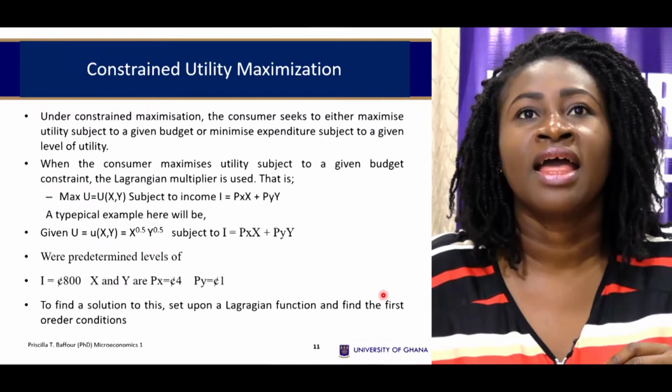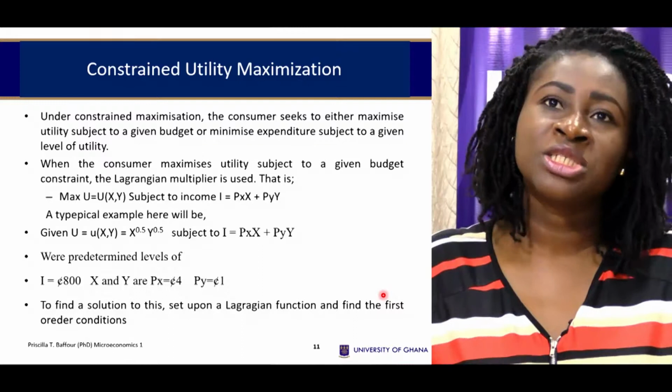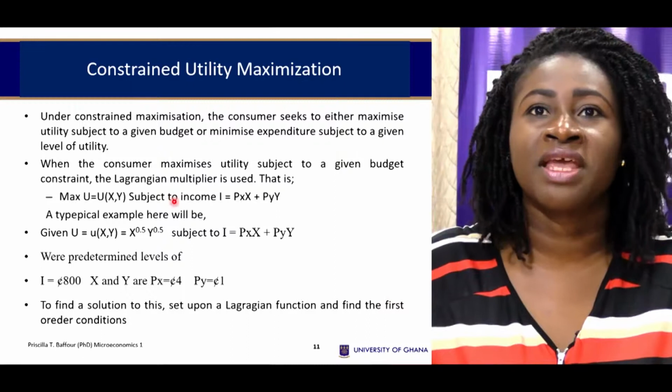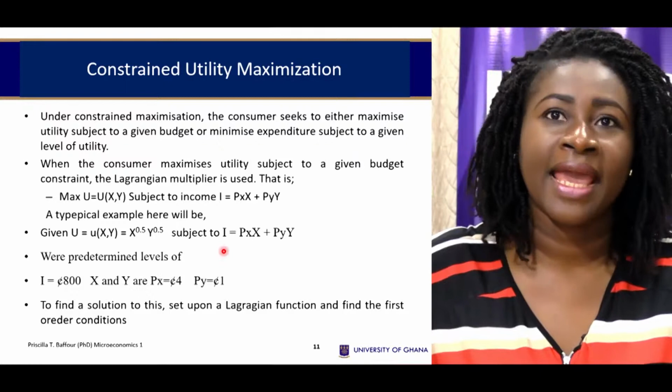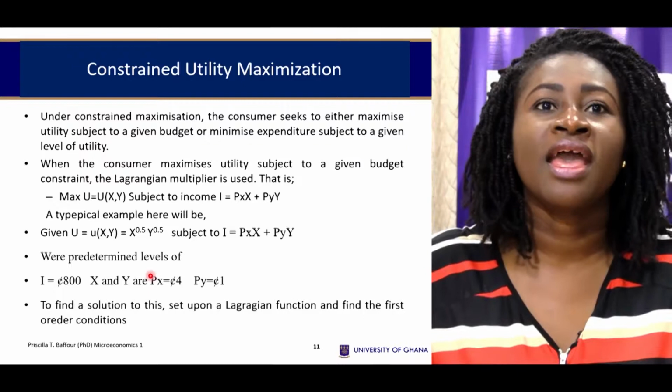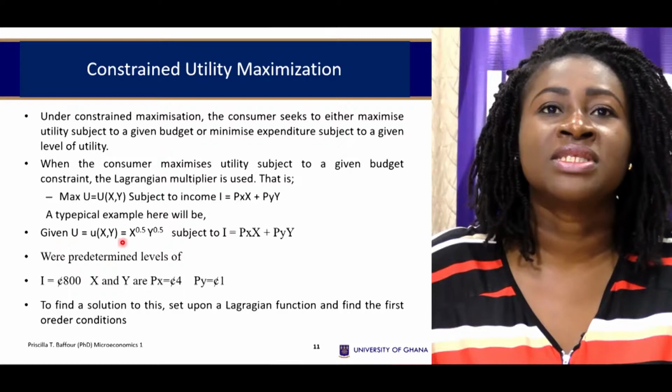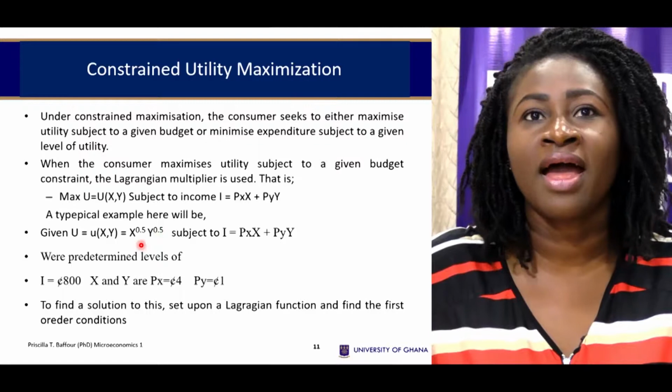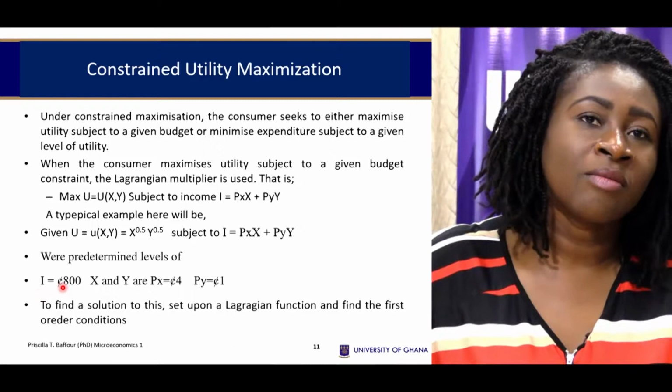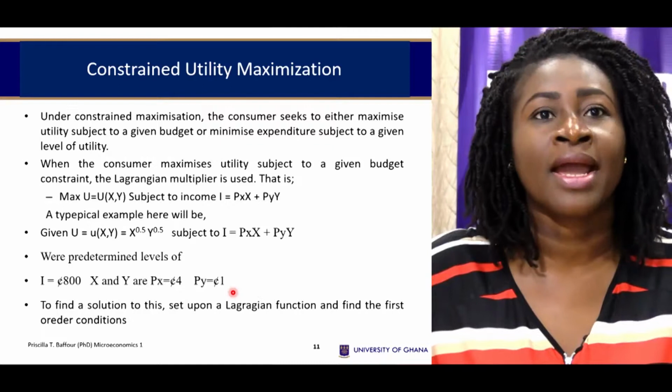In terms of utility maximization, this consumer would want to maximize her utility subject to a given constraint. And the constraint is imposed on her by her income and the prices of the goods and services available. So if you have a scenario where an individual has the utility function U equals X to the power 0.5 times Y to the power 0.5, and she has an income of 800 Ghana cedis, the price of X is 4 cedis and the price of Y is 1. How can we find her optimum bundle?